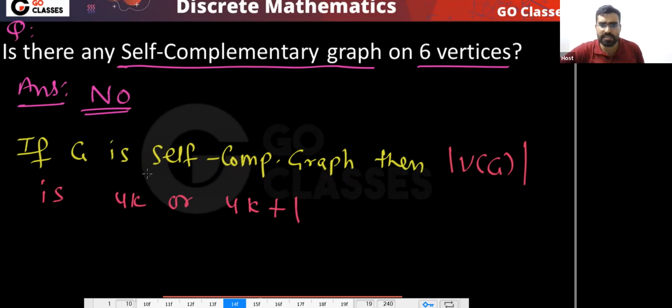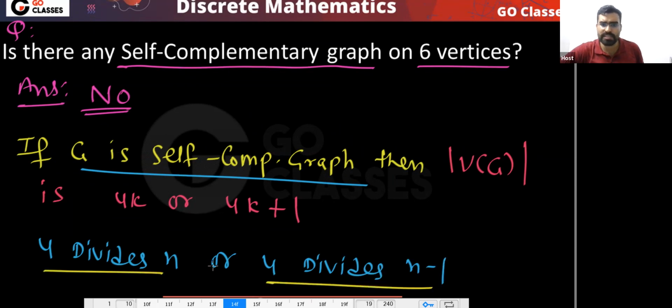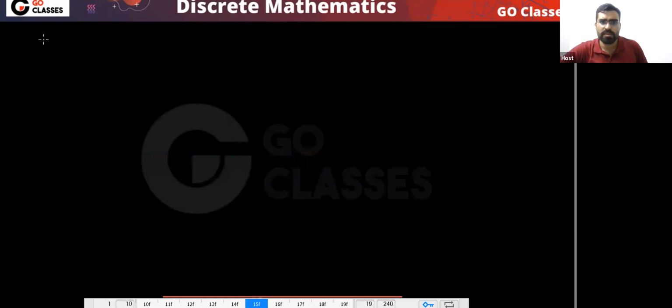So if G is self complementary, then the number of vertices is 4k or 4k plus 1. Because you already know that if G is self complementary, then 4 divides n, or 4 divides n minus 1. Either 4 will divide n or 4 divides n minus 1. So I can say either n is equal to 4k, or n minus 1 is equal to 4k. Correct? Yes or no?